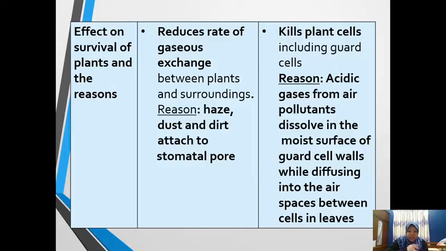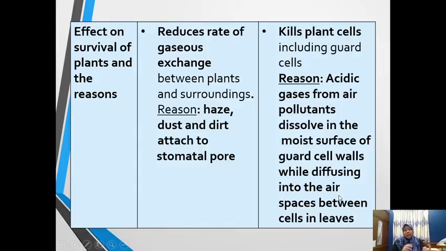Okay. Tapi sekiranya ada berlakunya acid rain tu tadi, okay, so it will kill the plant cells including the guard cells. Okay, acid rain tadi dia boleh membunuh sebenarnya sel-sel tumbuhan ni tadi, termasuk sel-sel pengawal tadi. Okay, so kenapa berlaku begitu? So what is the reason? So the acidic gases from air pollutants will dissolve in the moist surface of the guard cell walls while diffusing into the air spaces between the cells in the leaf.